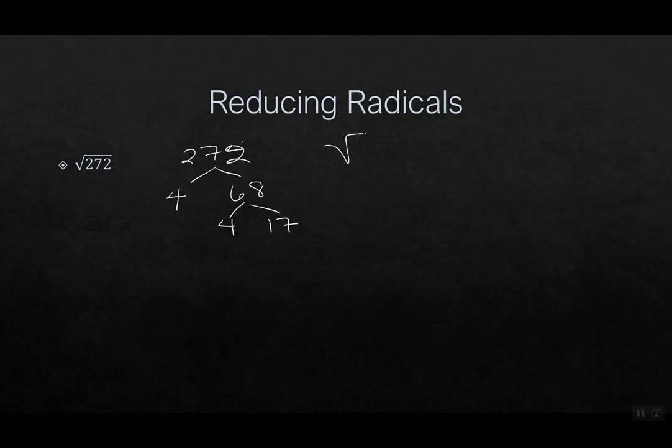So this tells me now the square root of 272, I can write it as 4 times 4 times 17. So these two 4's together come out, and I leave the 17. So you want to watch that every time you take out a pair, when they come out under the radical, it's a singular. All right, so let's try the square root of 324.